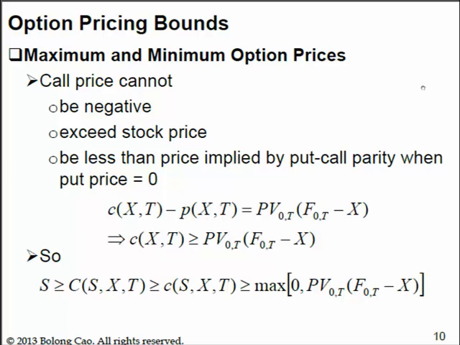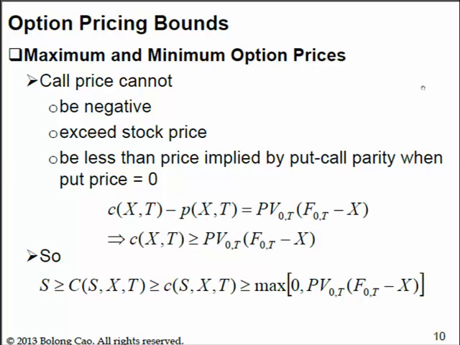Following the discussion of the difference between European and American options, we can look at the so-called option pricing bounds. There are maximum and minimum values for option prices. Let's look at calls first. Obviously, a call option gives you a right to do something, so it cannot be negative. The call premium should be positive. It should have some value.